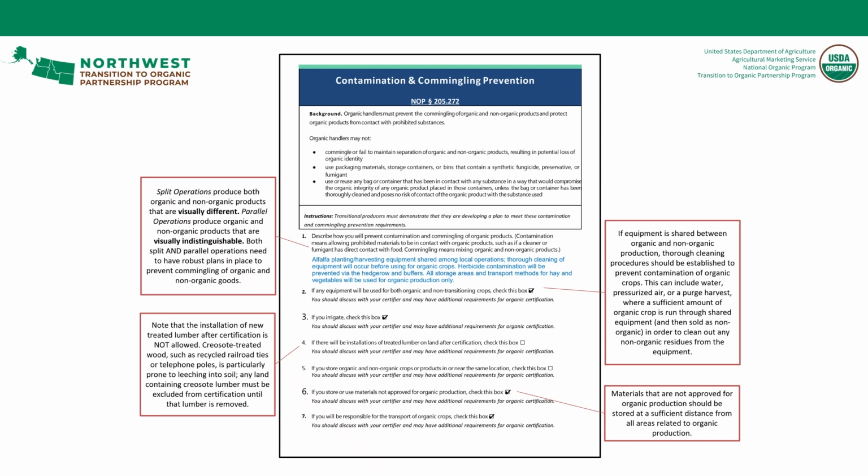The rest of this page is a series of checkboxes asking questions about your operation, such as whether you have treated lumber, where you store non-approved materials, and if you ever transport crops. None of these checkboxes require written answers, but if you do check any of these boxes, you should be considering how to prevent contamination or commingling from occurring in relation to that topic.